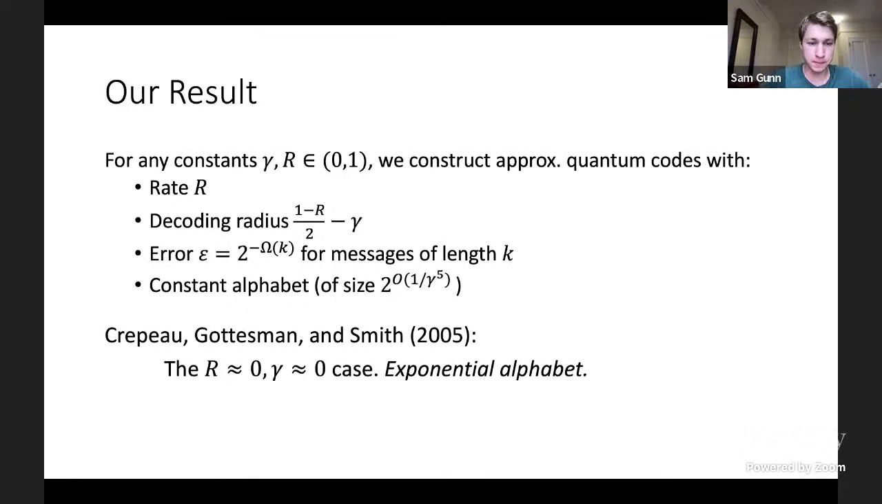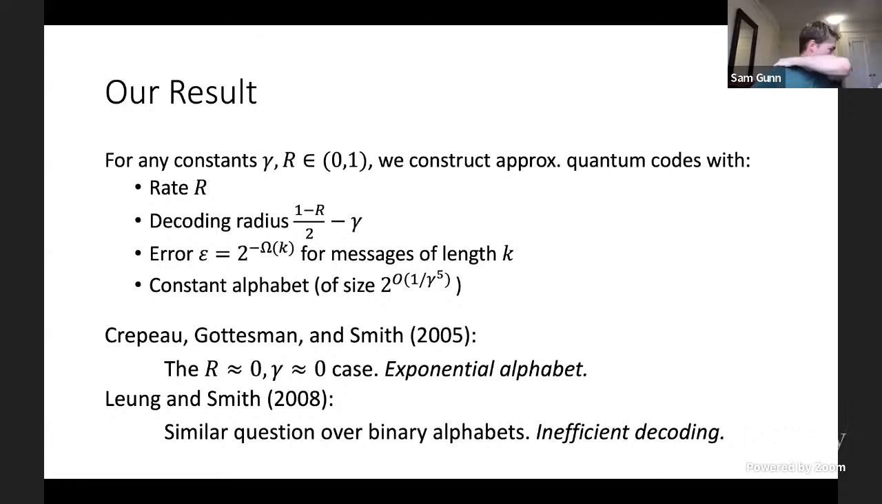Compared to previous work, the work of Crépeau, Gottesman, and Smith in 2005 sort of handled the gamma approximately 0 and r approximately 0 case. They show that you can have codes where the decoding radius is all the way up to basically a half, but they're going to have exponential alphabet. In other words, the size of the registers that you need to send has to grow very linearly with the size of the messages that you want to encode.